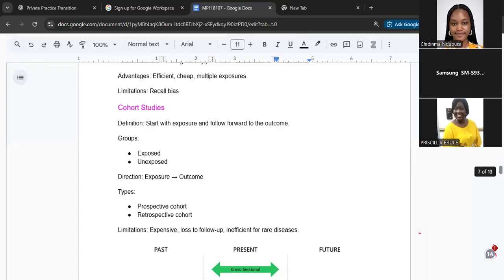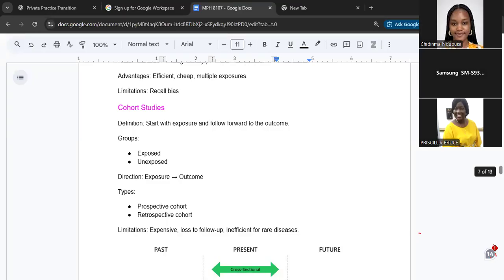In cohorts now, our start point, what we are interested in is exposure. Exposure, that's where we are starting. That's where we are starting our research from, the exposure. Who have been exposed to this versus who have not been exposed to this. Those are the groups that we are interested in our cohort study. So who was exposed to mosquito bites versus who was not exposed to mosquito bites. That's cohort study. We are starting from exposure.